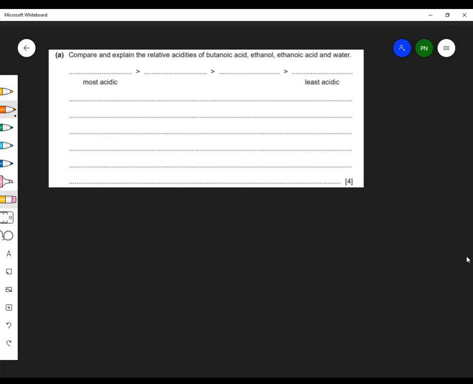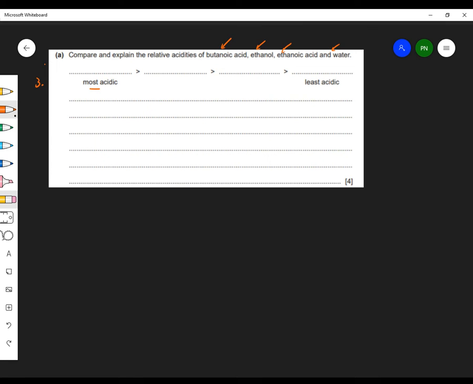This is number 3 of the mock. This is some organic stuff, and then another one we have to get ideal answers from. Okay, this is number 3. Where's my pen gone? Don't know where the pen's gone. All right, we've got to compare butanoic acid, ethanol, ethanoic acid, and water.